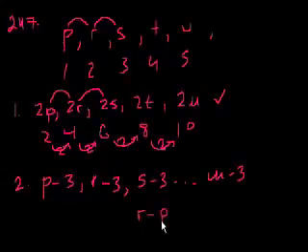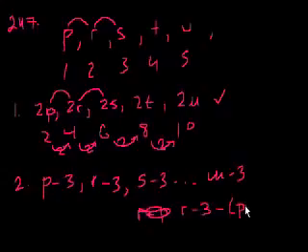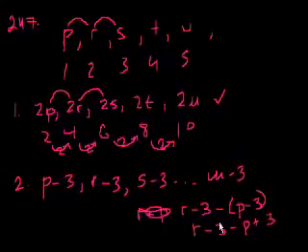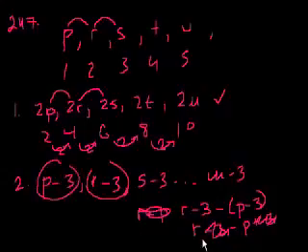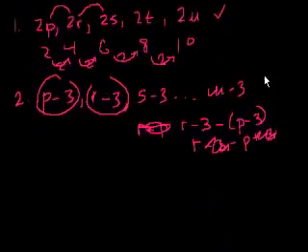R minus 3 minus (P minus 3), that's equal to R minus 3 minus P plus 3. And so these cancel out. So the difference between this and this ends up to be R minus P, the difference between that and that. And that should make sense intuitively, that we're just shifting all the numbers down by 3, so that shouldn't change the difference between the numbers. So 2 is still an arithmetic sequence.